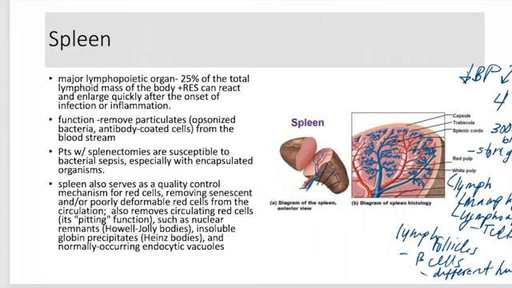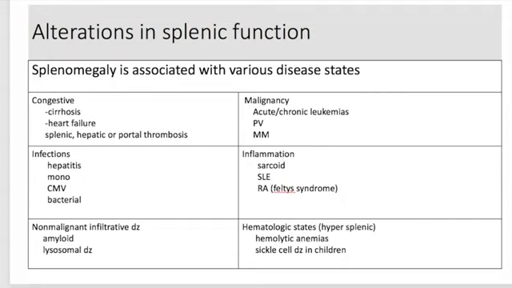The immune response to encapsulated bacteria is also severely diminished, so that's huge. That includes organisms such as Haemophilus influenzae, Streptococcus pneumoniae, and Neisseria meningitidis. All of those would put the patient at higher risk for disseminated infections and sepsis. So here are alterations in splenic function.